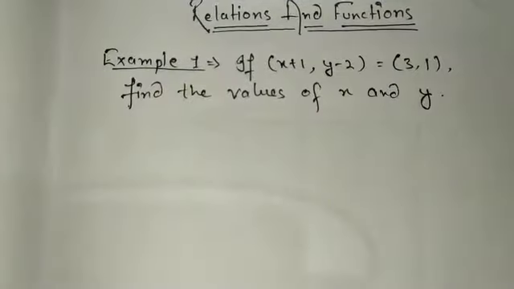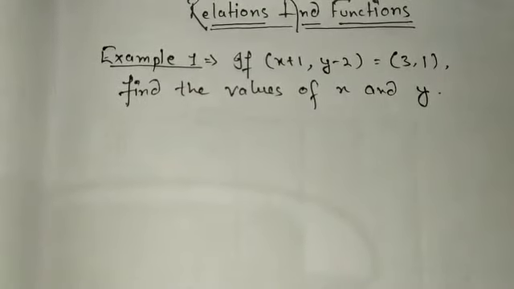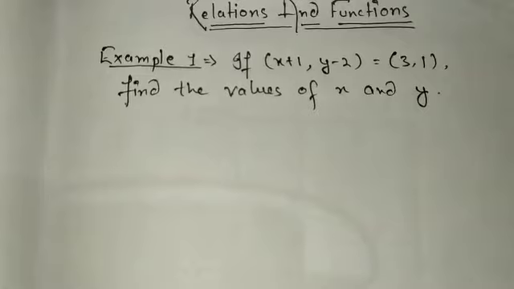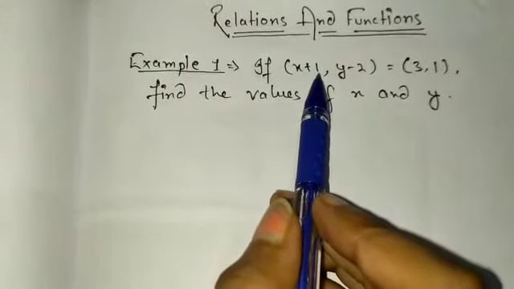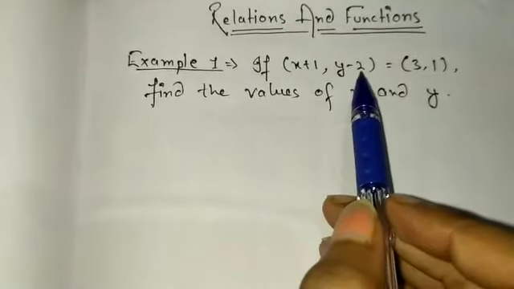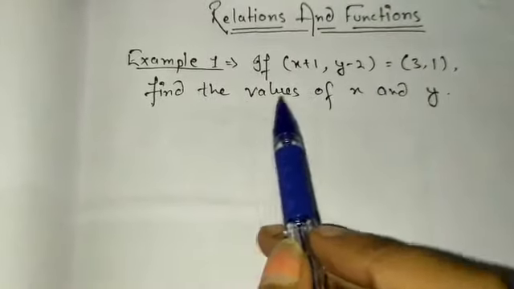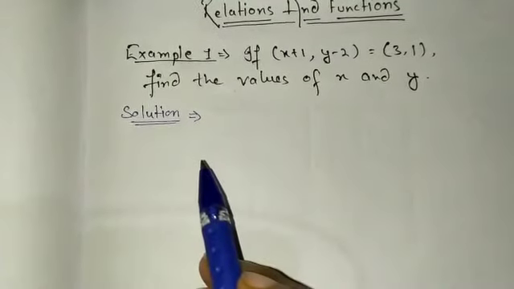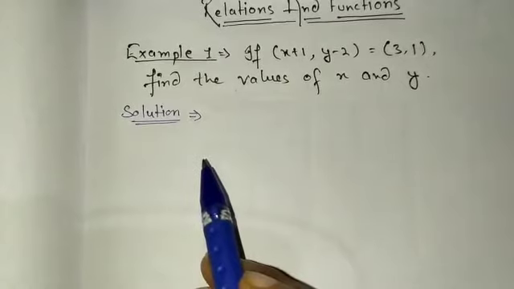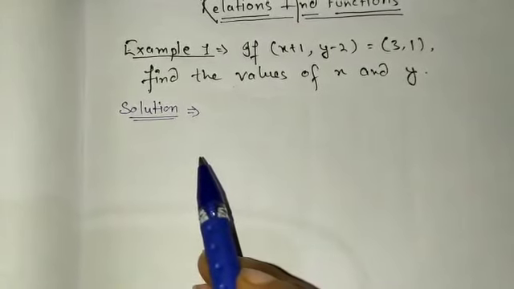Hello everyone, today we are going to solve the examples of NCERT of chapter Relations and Functions. Example 1. If (x plus 1, y minus 2) is equal to (3, 1), find the value of x and y. We have learned if two ordered pairs are equal, the corresponding elements will also be equal.